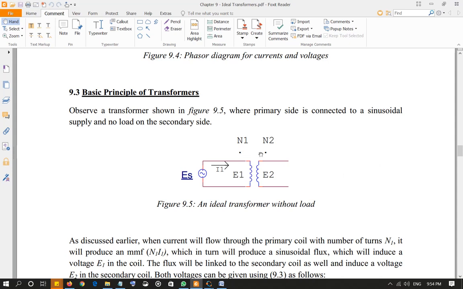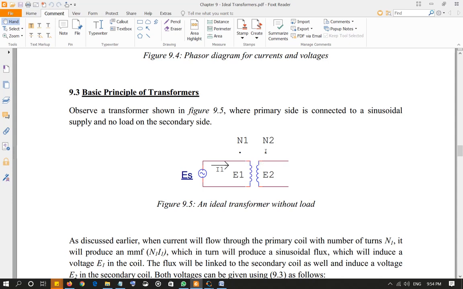What these two dots represent is the sides on the primary side and the secondary side that are in phase with each other. So for example, if the dot is on top on the primary side and on top of the secondary side, that means this side is in phase with this side. That means the top side of the primary is in phase with the top side of the secondary.